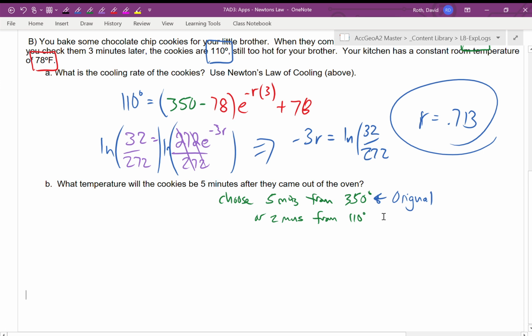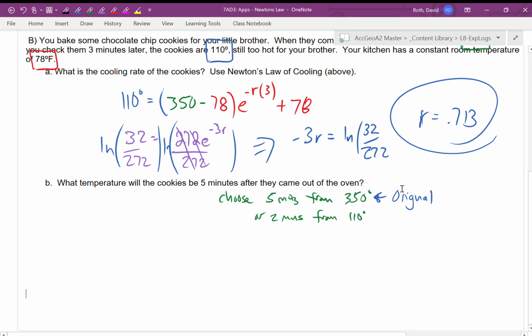Okay, so how long? We'll just do it this way. So, what temperature? And this is simply an easy way to just plug it in. T is equal to 350 minus 78, e to the negative 0.713 times, now T is 5 now, right? And plus 78.